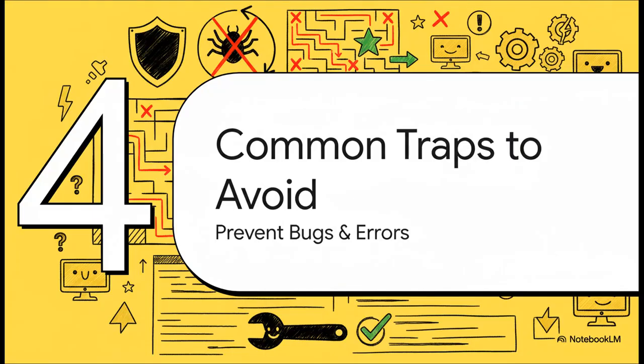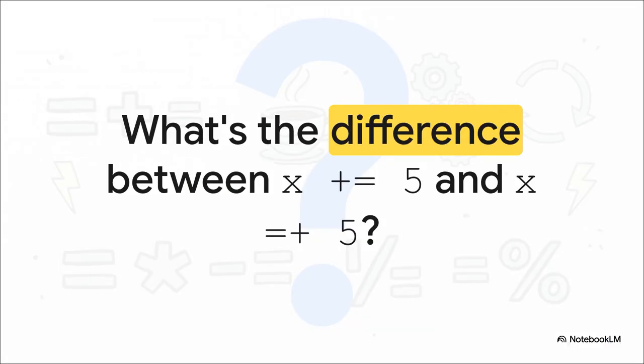Now, these operators are pretty easy to use, but there are a few classic traps, a few gotchas, that can trip up anyone. So let's go over some pro tips to help you dodge these common bugs before they even happen. First up, this is probably the most common mistake you'll see. Take a really close look at these two lines. What's the difference? I mean, they look almost identical, but that tiny change in the syntax has a huge impact on what your code actually does.